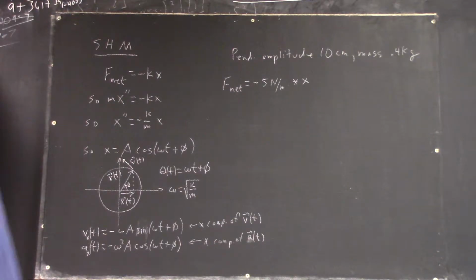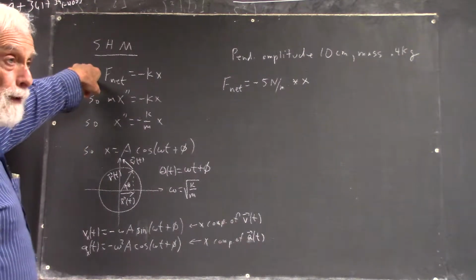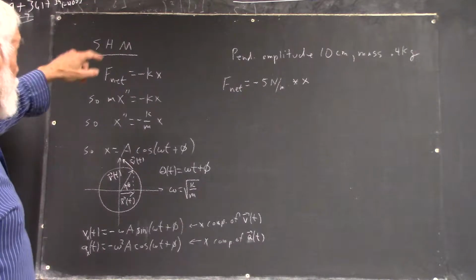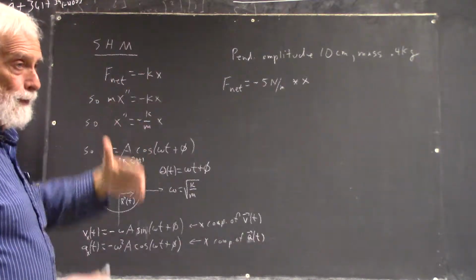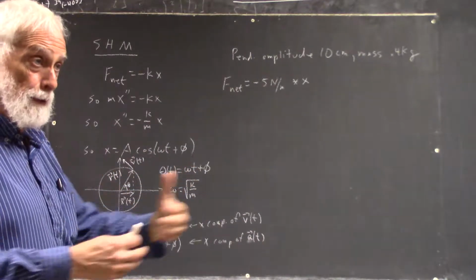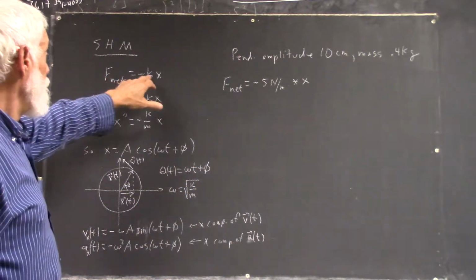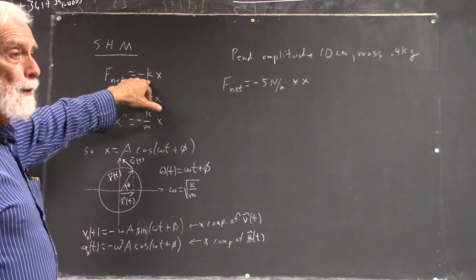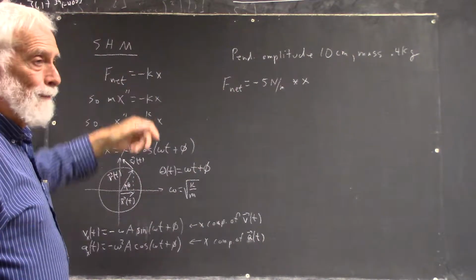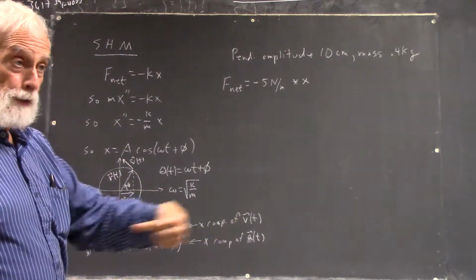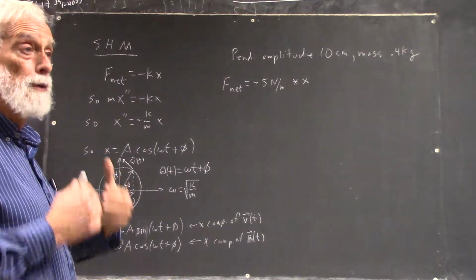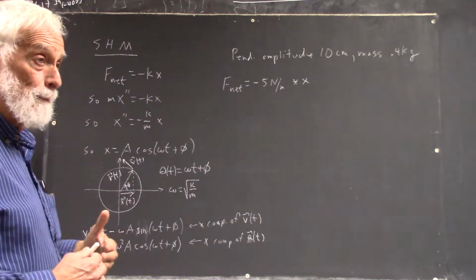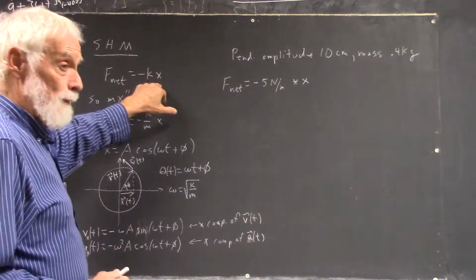Just a quick synopsis of what we're supposed to know about simple harmonic motion. It occurs when the net force is negative kx, if x is your position. So x is your position function, x of t, and your net force is a constant multiple of that position. The negative constant multiple means the force is back toward the x equals 0 position, which is called the equilibrium position. So there's the whole condition.